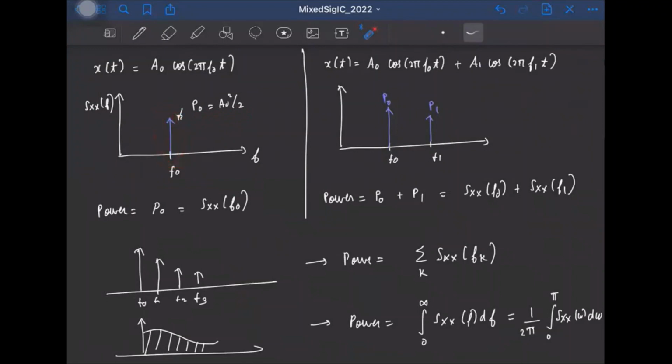Similarly, when I write here that the power is the power spectral density value at F0, what I actually meant was that this is the area of this power spectral density around F0, in a small frequency range around F0. Similarly, in this case where we have two sinusoids, how this should have been properly written is that this is the area around F0 plus the area around F. So finally, when you have a continuum of frequencies like this, the overall power will be the entire area under this curve.